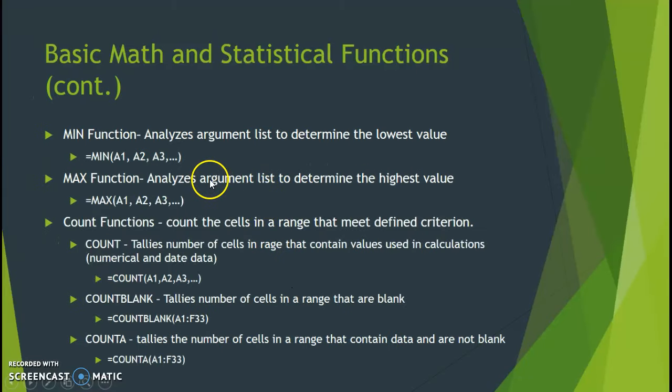Some additional math and statistical functions that we'll look at here. The min function analyzes the argument or the list of values and determines, of the included values, which one is the lowest. By contrast, the max function analyzes the argument list and determines the highest value. So again, you can see how those are structured.